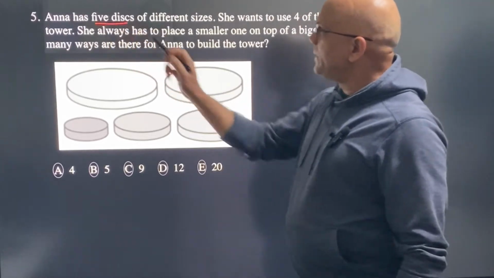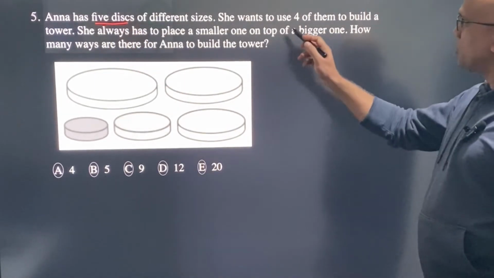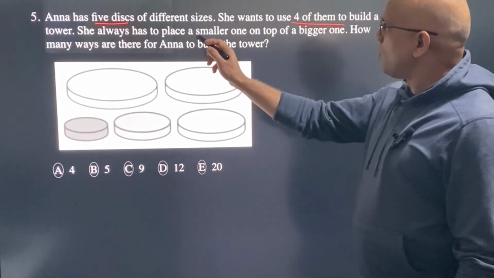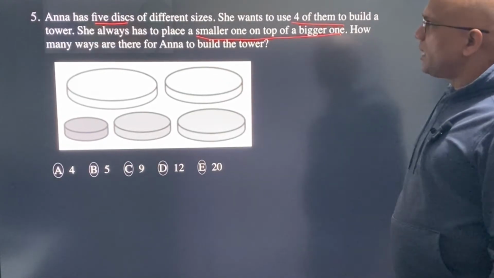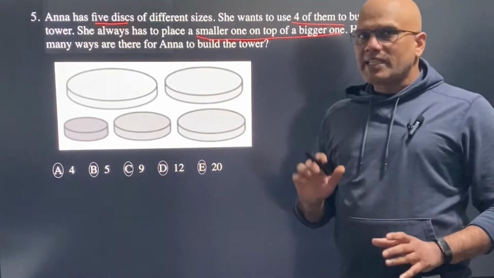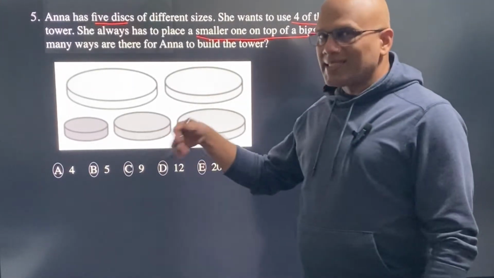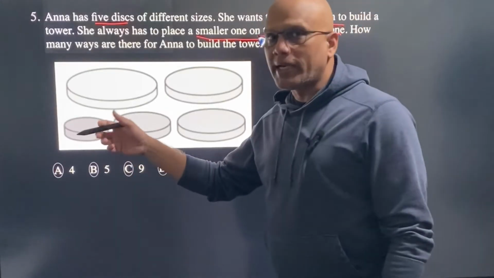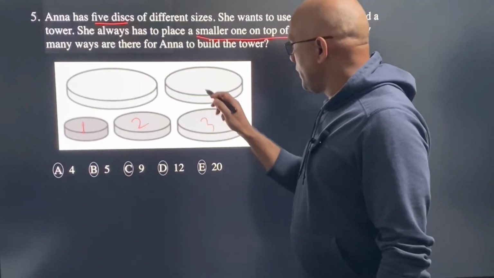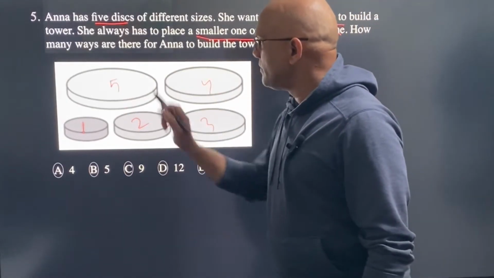Anna has 5 discs of different sizes. She wants to use 4 of them to build the tower. She always has to place a smaller one on top of a bigger one. How many ways are there for Anna to build a tower? Alright, the first thing I want to do is number the discs so that it's easier to draw. I will number it according to the size. Smallest is 1, 2, 3, 4, and then 5 is the biggest one.